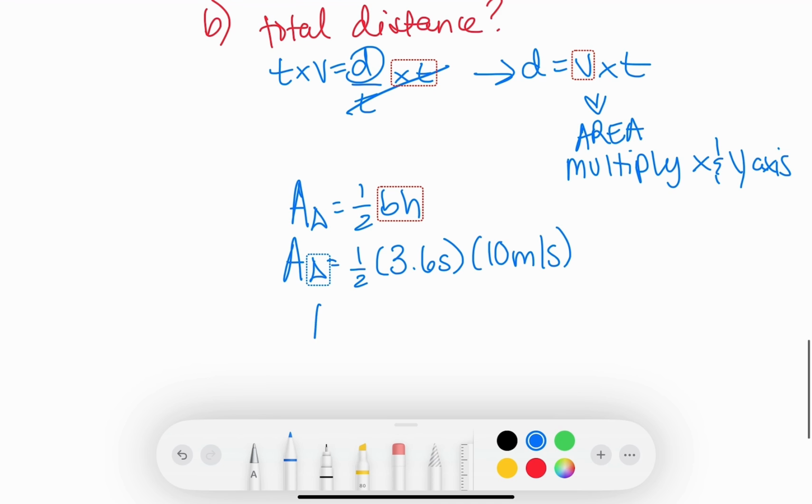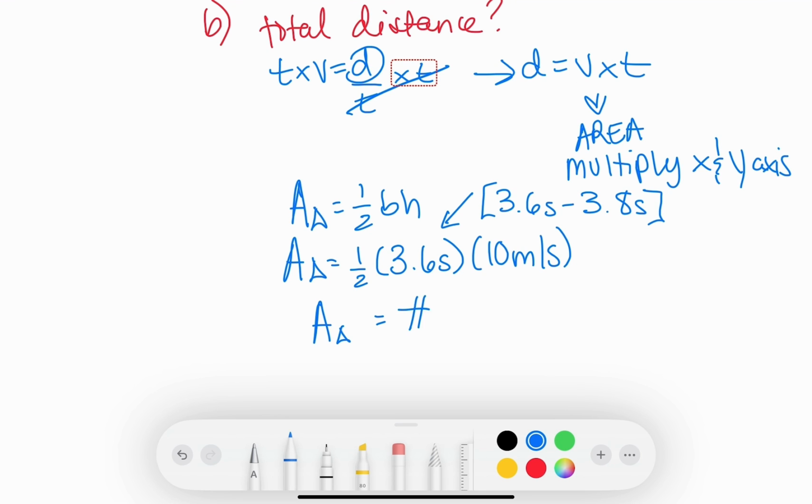Again, you're going to have a range of answers here because this could have been from 3.6 seconds to 3.8 seconds. So it really doesn't matter, okay? And then that value, whatever that number is, is going to have the unit meters, and that's going to represent your total distance that we acquired from the graph, okay?